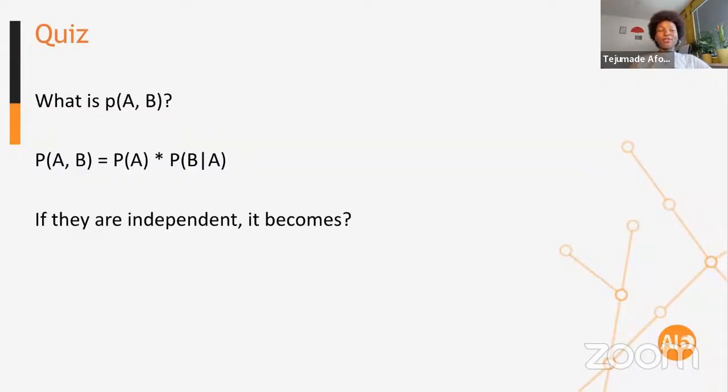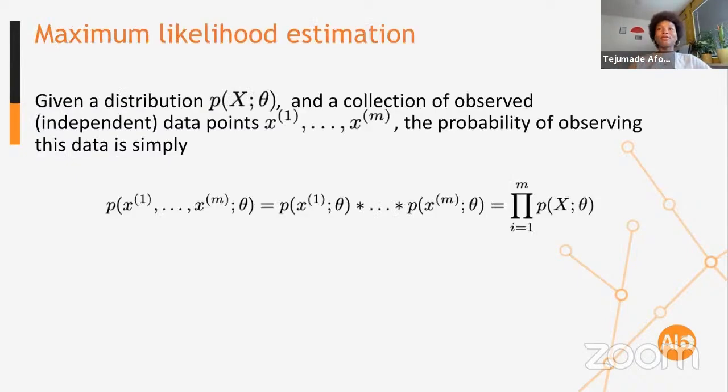We did this last week. So probability of A and B is probability of A times probability of B given A. Do you all agree that this formula is correct? Okay, thank you. But if they are independent, then it becomes what? A happening does not depend on B happening. Just multiply them together, right? If B does not depend on A or vice versa, then probability of B given A is just probability of B. So this is good. This is independence. We are all refreshed. So let's keep going.